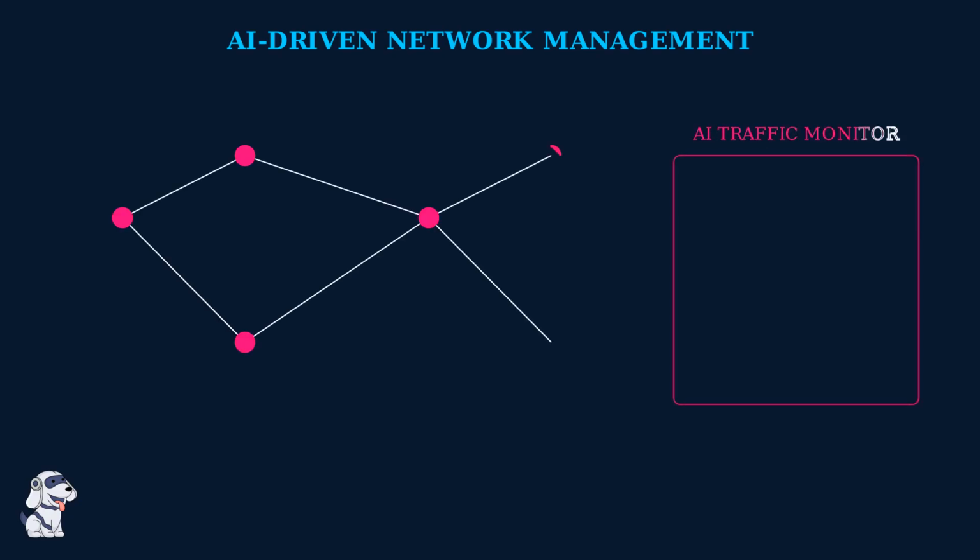Today's networks are no longer static. AI algorithms monitor traffic in real time across the global fiber backbone. By analyzing data patterns, AI dynamically reroutes light paths before congestion occurs, ensuring the most efficient data delivery. This predictive capability transforms fiber from a passive pipe into an intelligent, self-optimizing infrastructure essential for AI computing.